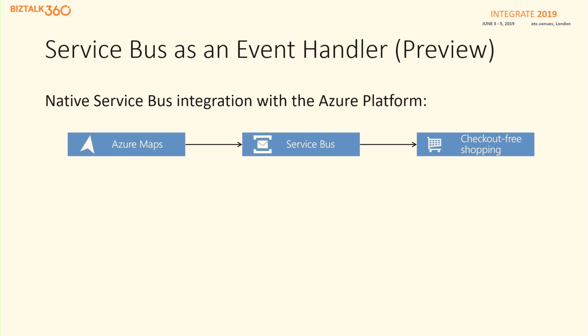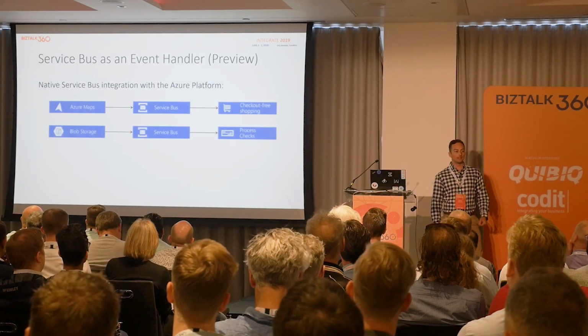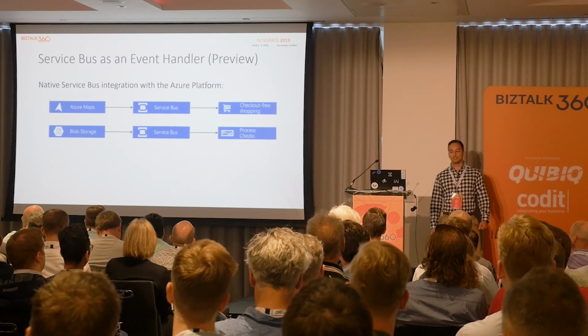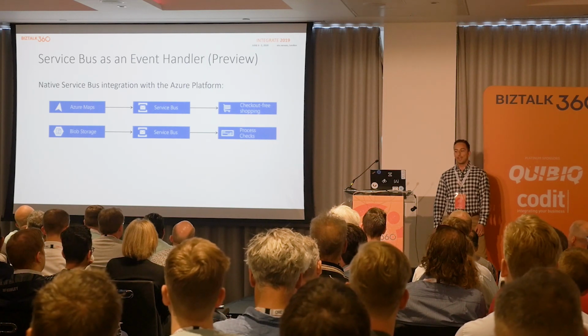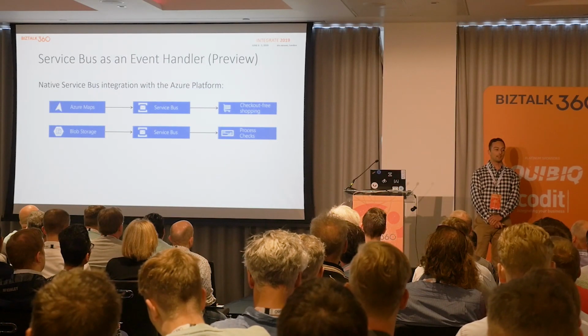So just to give you an idea, some scenarios that are possible now, you could have a Service Bus queue, for example, ingest events from Azure Maps, and then you could create a checkout free shopping sort of experience that needs that sort of tight checkout experience where you need to have transactional sort of semantics there. Or you could do something like have Service Bus queues ingest blob created events and do something like check processing as images of checks are dropped into there.